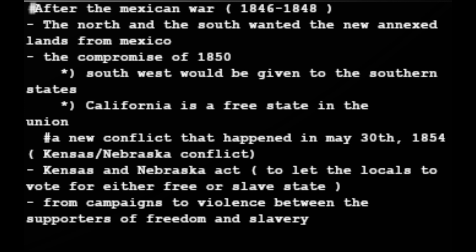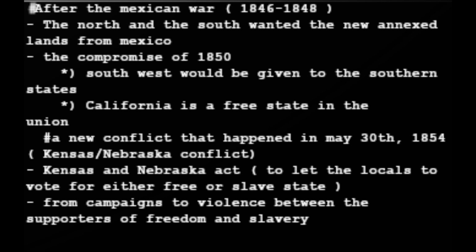So then this is the conflict. We have a conflict which is quite important. It happened on May 13th, 1854. This conflict was called the Kansas and Nebraska conflict. This conflict was between the North and the South, of course. So the Congress responded with the Kansas and Nebraska Act on May 13th, 1854. What is this act about? It consists of letting people vote whether to have a free or slave state.